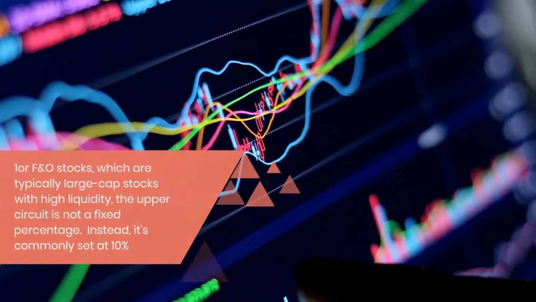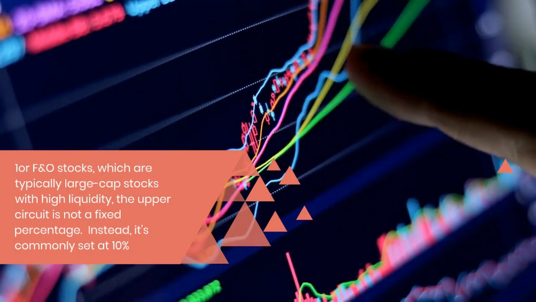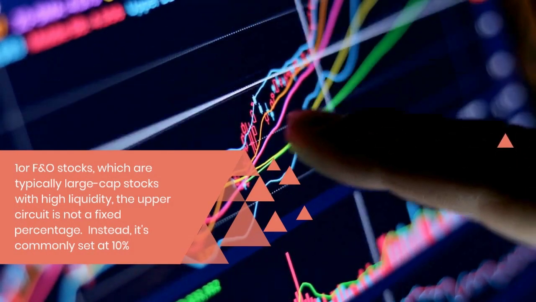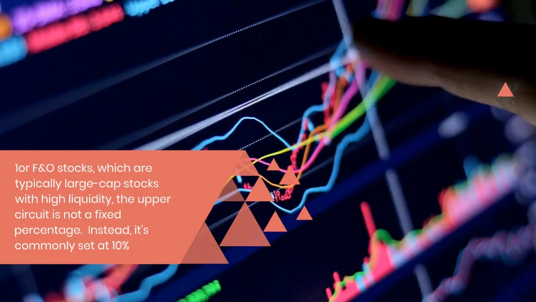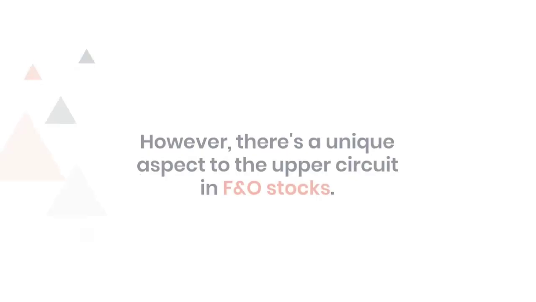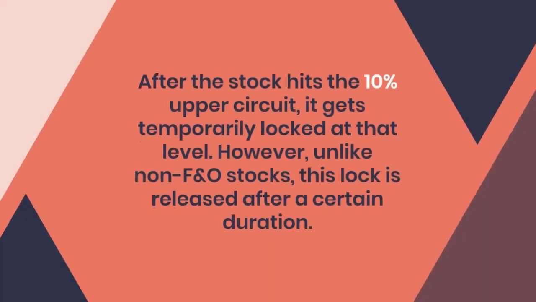For F&O stocks, which are typically large cap stocks with high liquidity, the upper circuit is not a fixed percentage. Instead, it's commonly set at 10%. However, there's a unique aspect to the upper circuit in F&O stocks. After the stock hits the 10% upper circuit, it gets temporarily locked at that level. However, unlike non-F&O stocks, this lock is released after a certain duration.